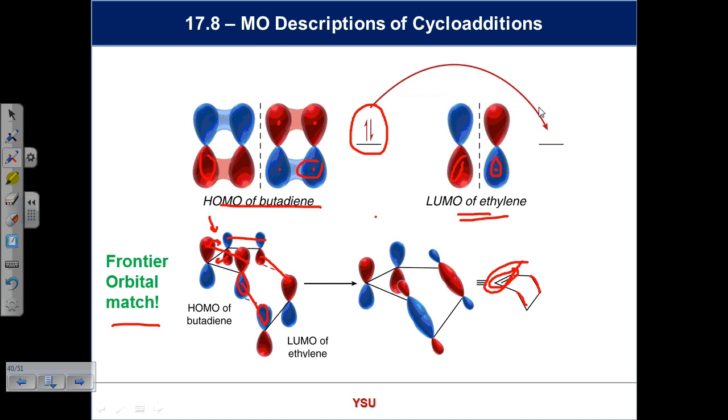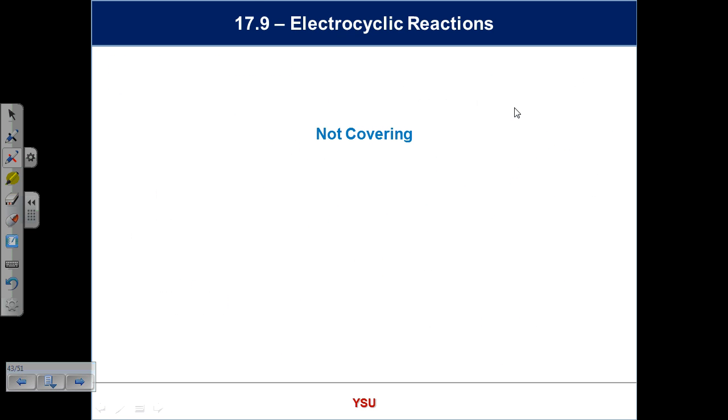I'm not covering the 17.9, which is electrocyclic reactions, and I'm not covering 17.10, which is sigmatropic reactions. They're pure chemistry. And I want to get to the end of the semester and talk about biological stuff. I want to talk about polymer stuff. I want to talk about the application of this material. And I want to have a couple of weeks to do that.